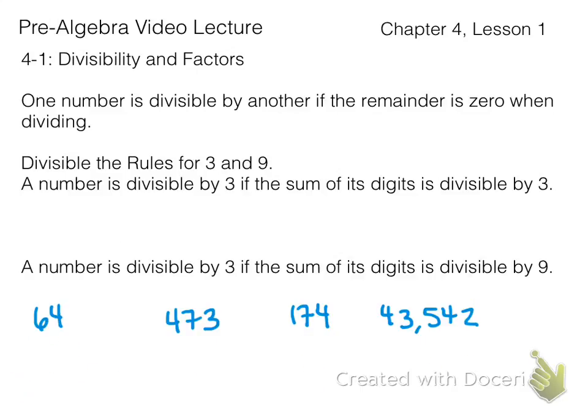All right, next set of rules for 3 and 9. This one's a little tricky. Now, for 3 and 9, it matters if you can add up the numbers and that number is divisible by 3 or 9. So let's go ahead and add up some digits. So a number is divisible by 3 if the sum of its digits is divisible by 3. So here's my example. If I have 6 plus 4, well, that's 10. Is 10 divisible by 3? Nope. And it is also not divisible by 9. So 64 is not divisible by 9 or 3. 63, on the other hand, is because 6 plus 3 equals 9, which is divisible by both 3 and 9.